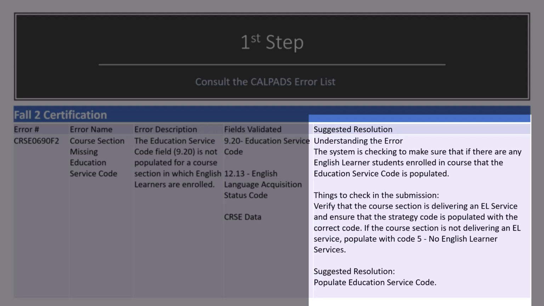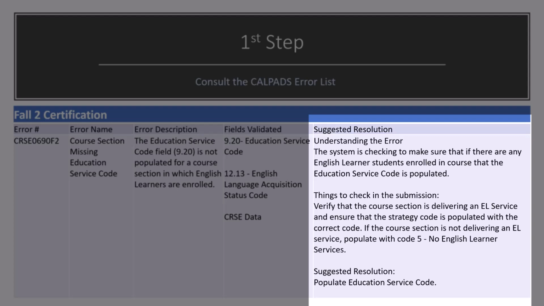Understanding the error will tell us what the expectations of CalPADS are. So the system is checking to make sure that if there are any English learner students enrolled in the course, that the education service code is populated. Again, that is the reason why the error is triggering.